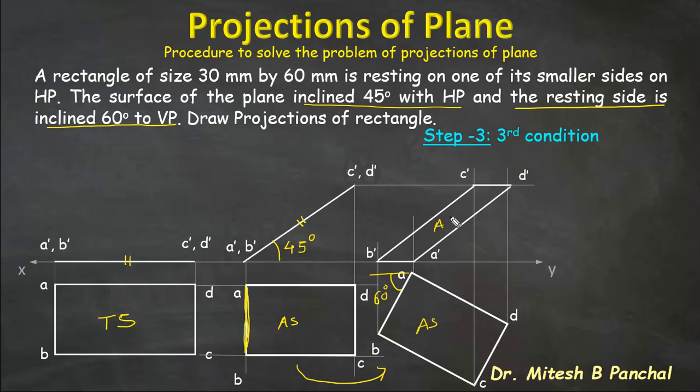both will be apparent shapes. So this is the final answer. So these are the final projections of this given data.